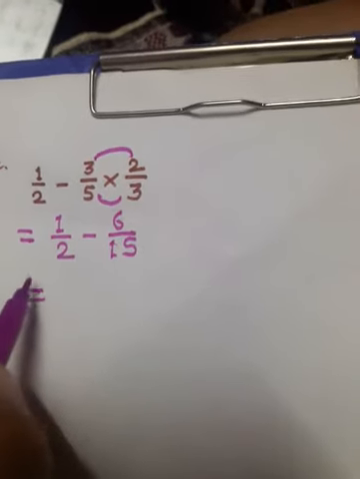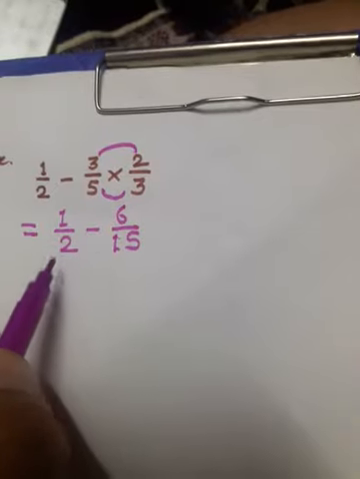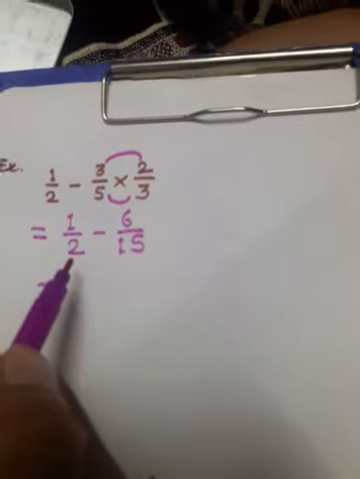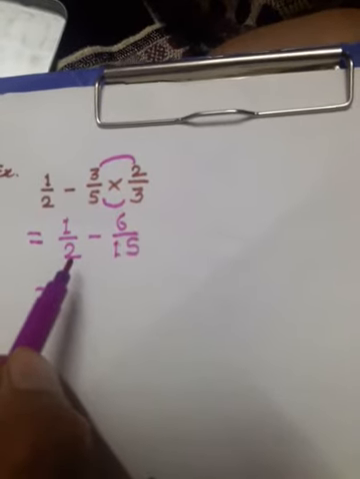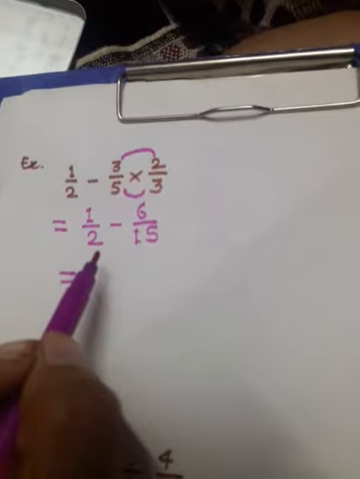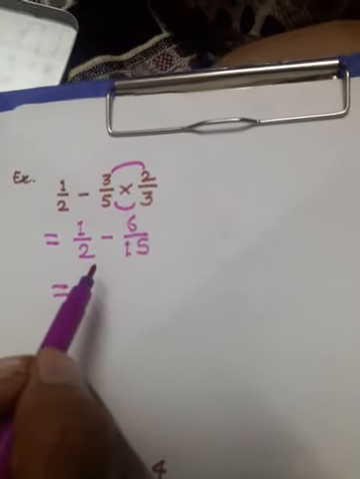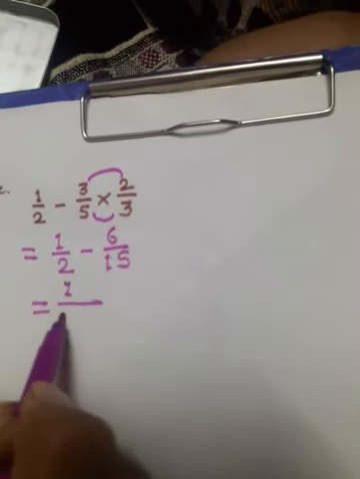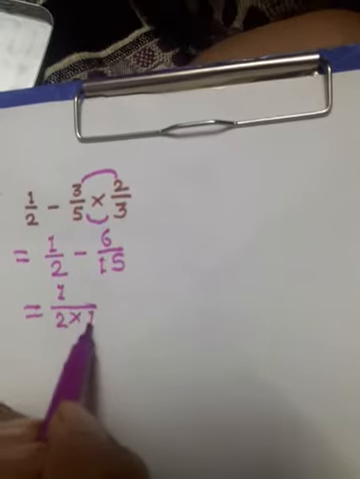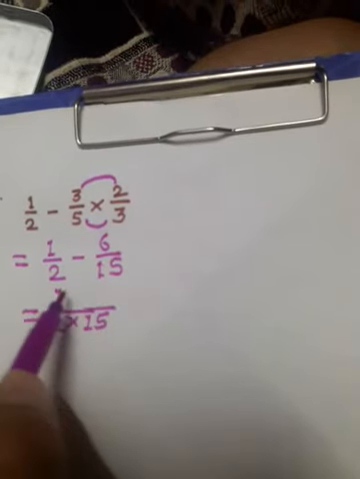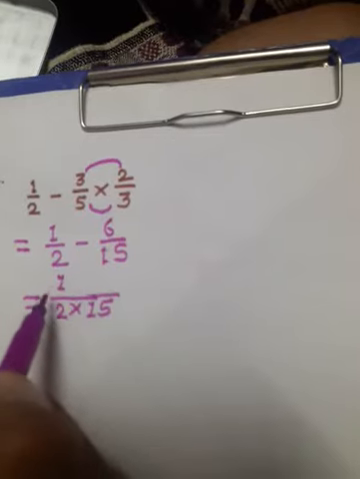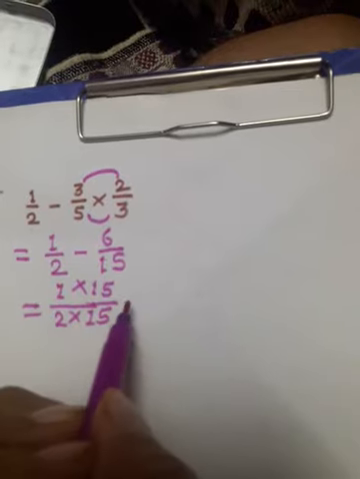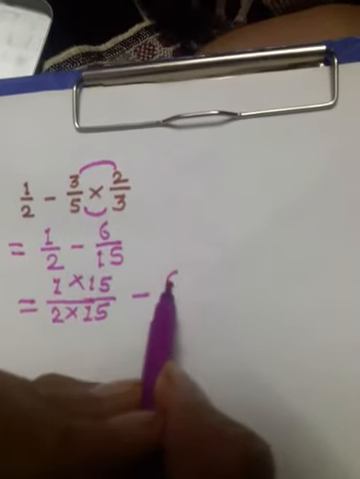Now here is the operation of subtraction between 1 upon 2 and 6 upon 15. We know both the fractions are unlike fractions, therefore it is necessary to make their denominators the same. For making the denominators the same, we will multiply both the numerator and the denominator of 1 upon 2 by 15, because 15 is the denominator of 6 upon 15. 1 into 15 upon 2 into 15 minus 6 upon 15.